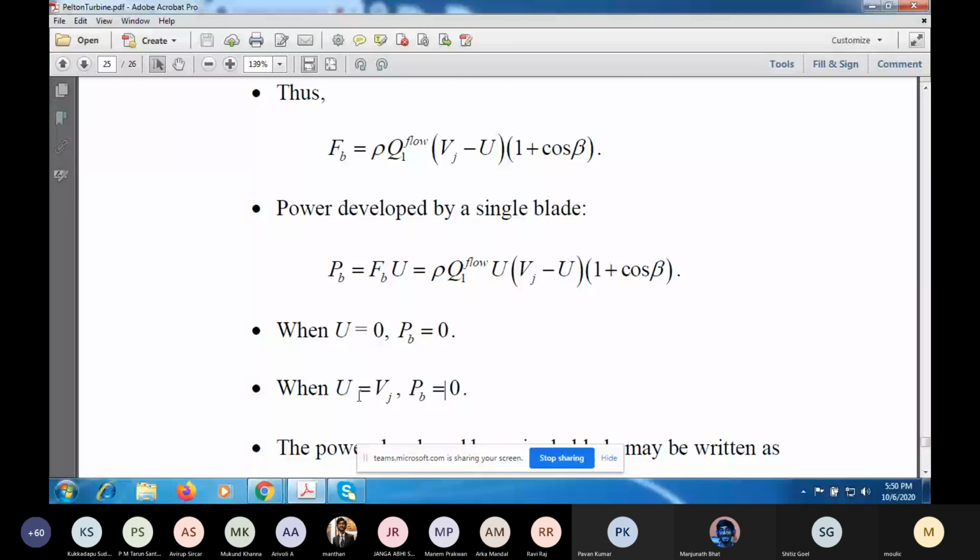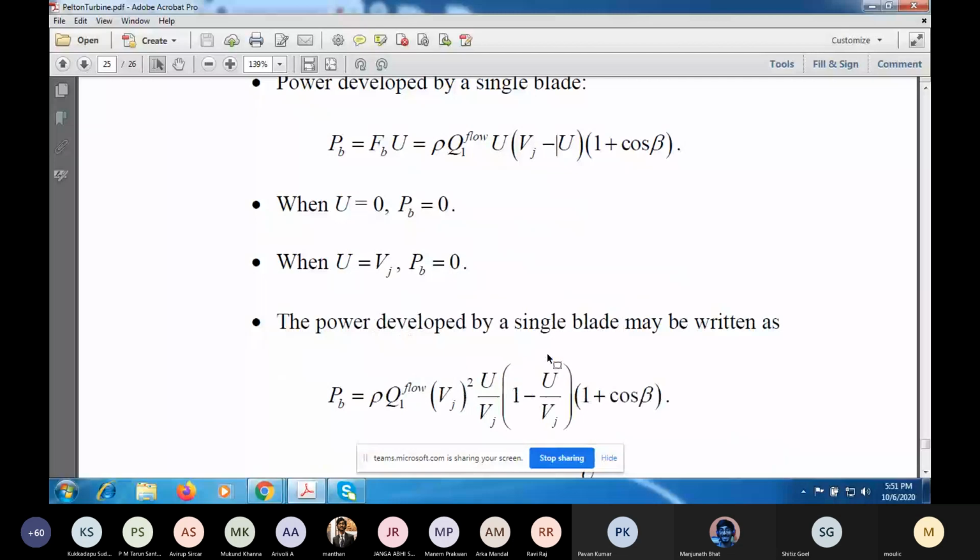Because here the jet is not striking the blades or just narrowly missing. So the power developed, for a given flow rate, and beta is also constant, will depend on the speed U or equivalently the angular speed of the disk. It is like a quadratic function of U: U times Vj minus U.